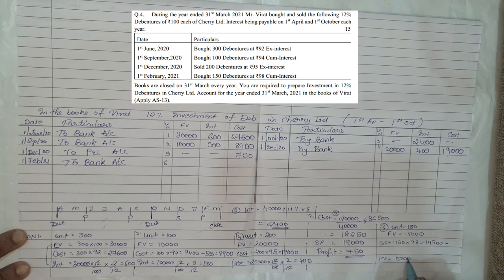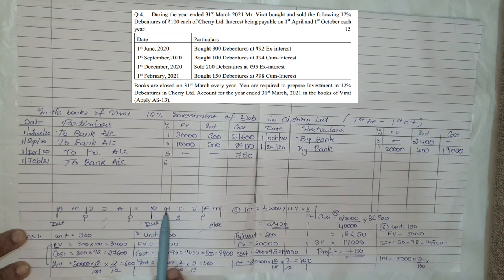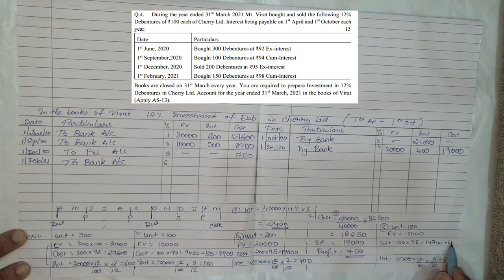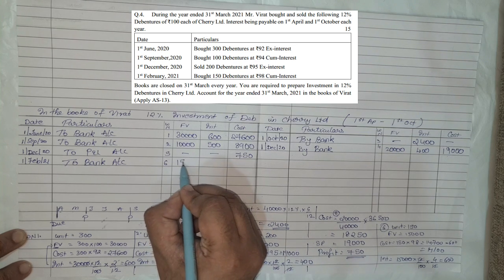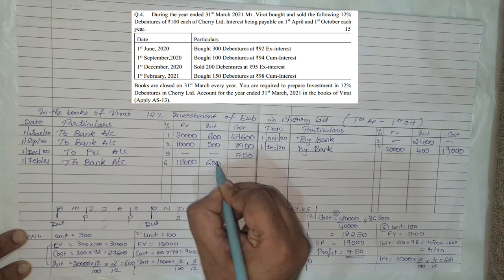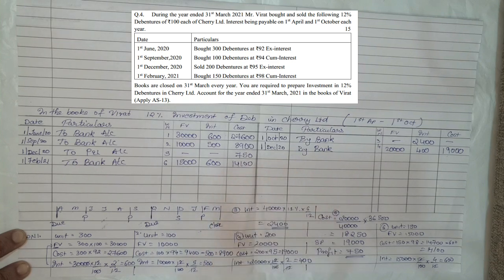So 15,000 into 12% into when was the interest last paid? October it was last paid. So 1, 2, 3, 4 months. So 4 divided by 12, the 12s cut. So we have 600 as interest. Okay, so interest is 600, so we minus 600, so it will become 14,100. Chalo, let us use those values now. Face value was 15,000, interest is 600, and 14,100 is the cost.